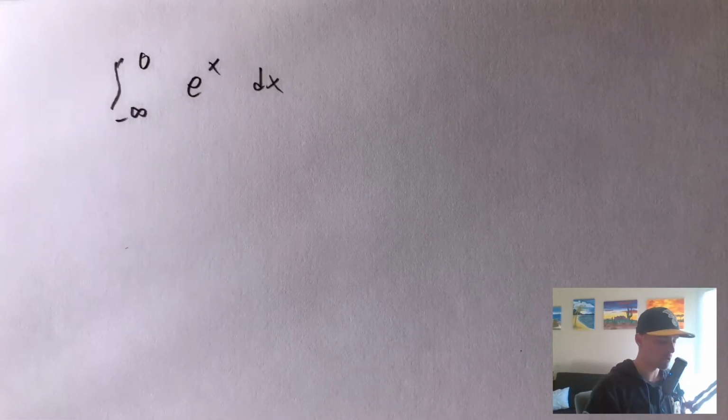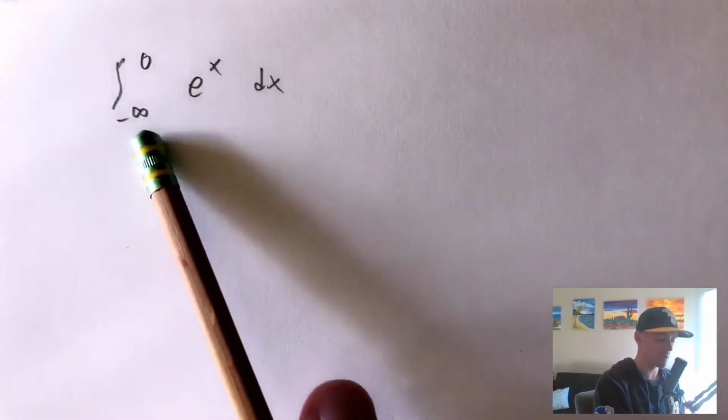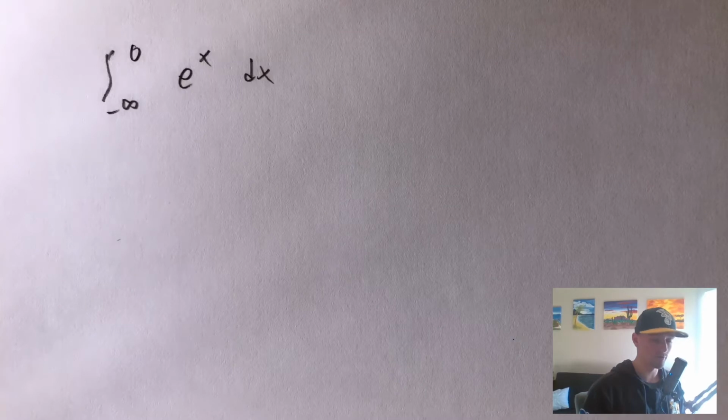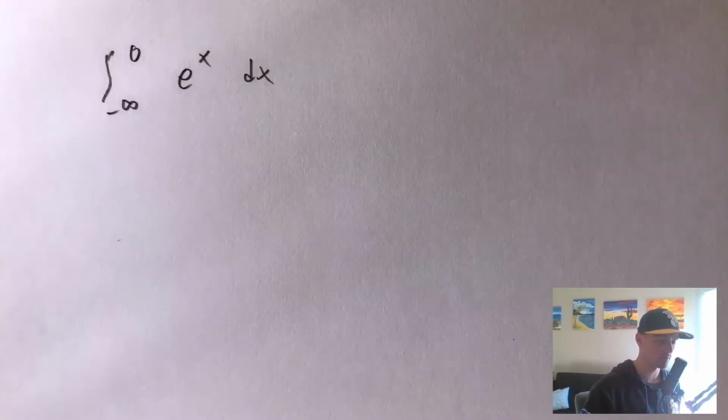Here's the problem we're going to be going over today. We're going to take the integral from negative infinity to 0 of e to the x dx. So this is a good example of an improper integral because we have negative infinity as the lower bound of this integral.